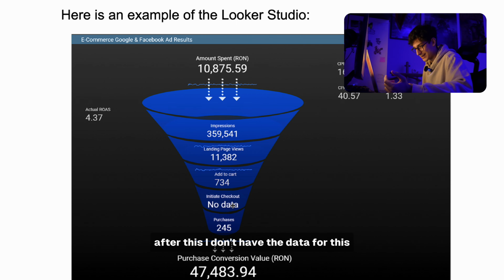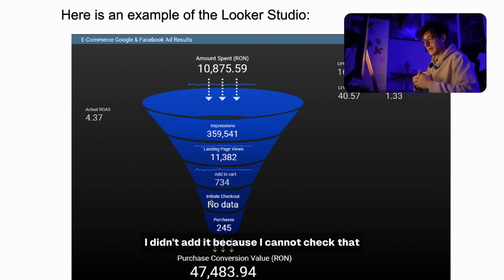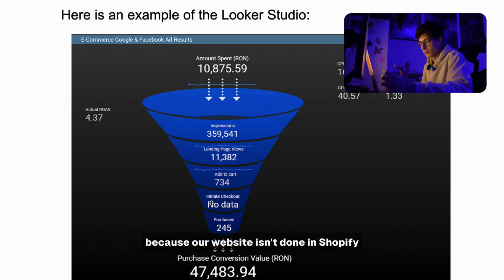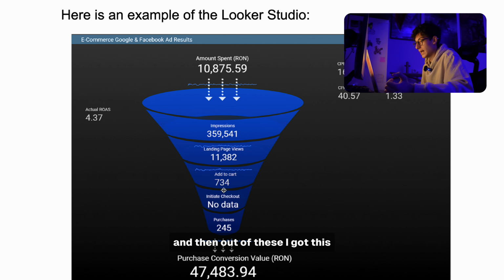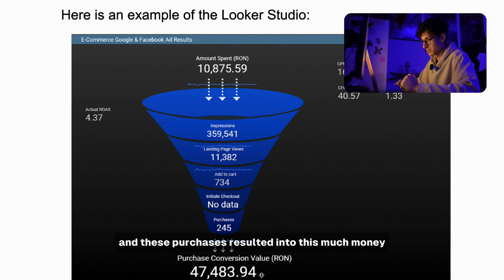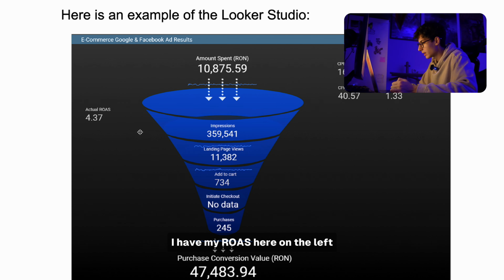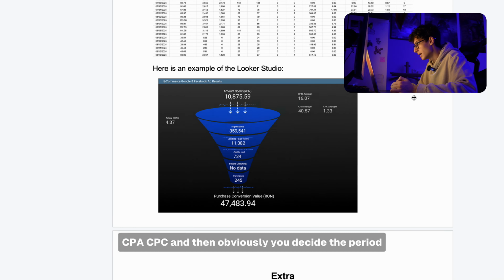After this, I don't have the data for this. I didn't add it because I cannot check that, because our website isn't done in Shopify, which is kind of easily integrated with Facebook ads, for example. And then out of these, I got this many purchases, and these purchases resulted in this much money. I have my ROAS here on the left. I've got other stuff here like CPM, CPA, CPC.